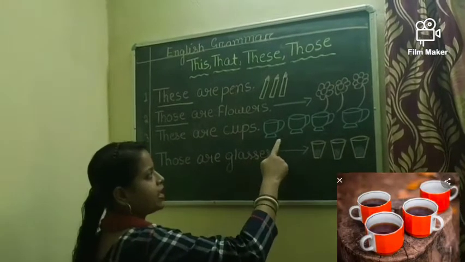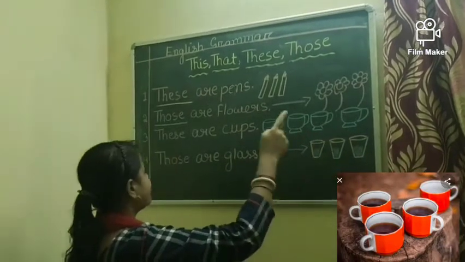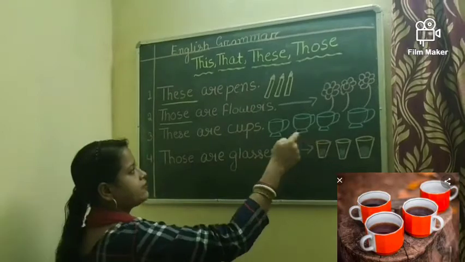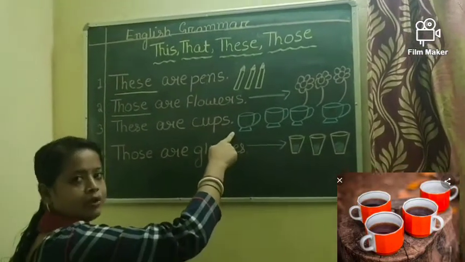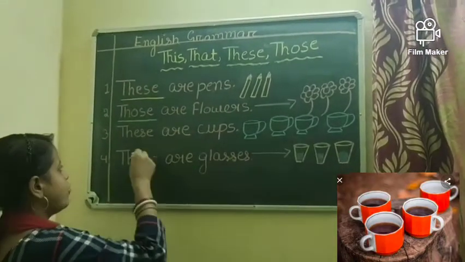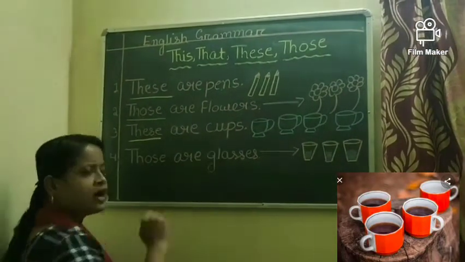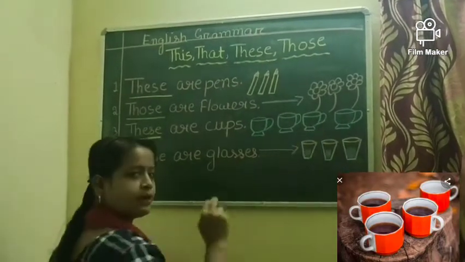How many cups are there? 1, 2, 3, 4. Okay. So in here, the cups are near or far away from you? They are near because there is no arrow mark over here. So in that case, what will you use? These are cups because there are many cups.